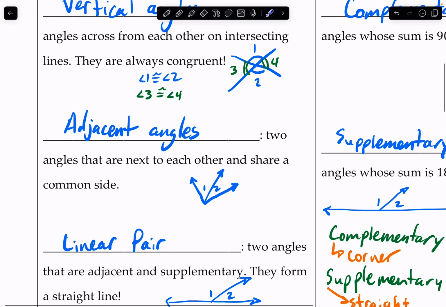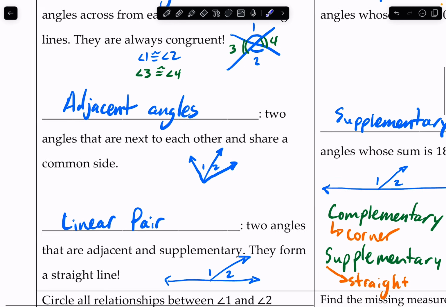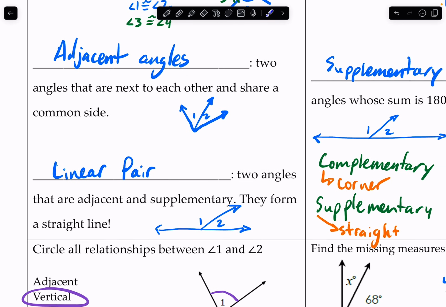After vertical angles, we have adjacent angles, which are ones that are right next to each other and share a side. So these two angles, angle 1 and angle 2, you see that they're very close to each other. In fact, they are only separated by one line, which makes them adjacent. A linear pair is a type of adjacent angles. Right here, they are separated only by one line, but they also are supplementary, meaning they form a 180-degree angle, or otherwise known as a straight line. So we have a straight line with one ray coming off of it. Those are going to be a linear pair. They are both adjacent and supplementary.